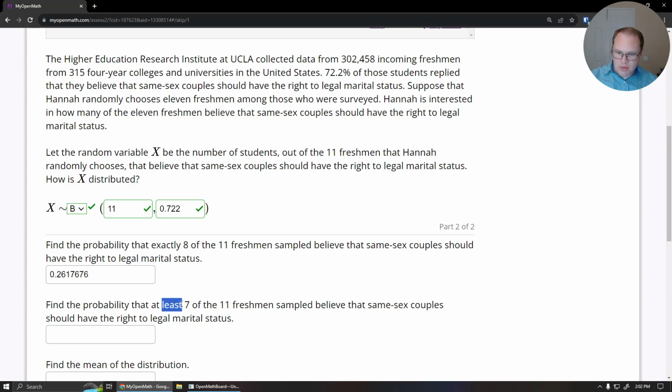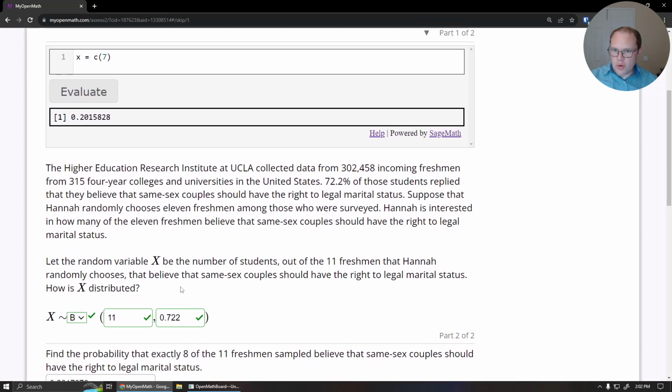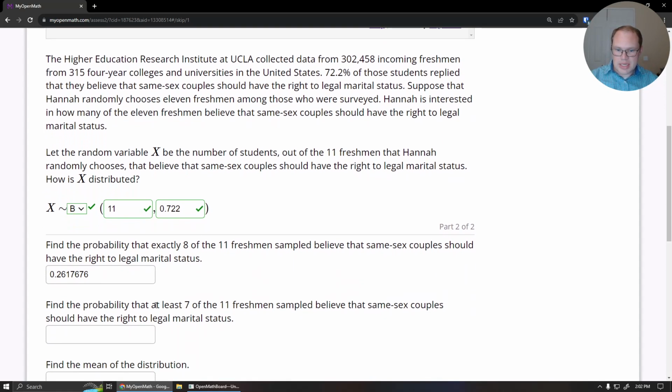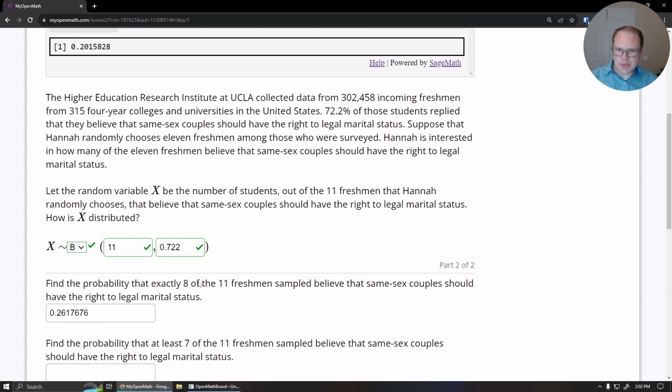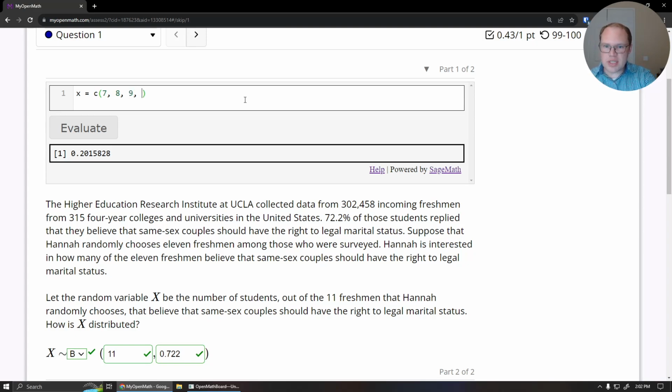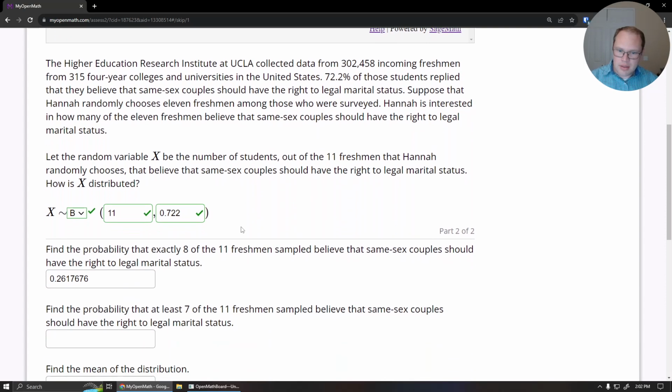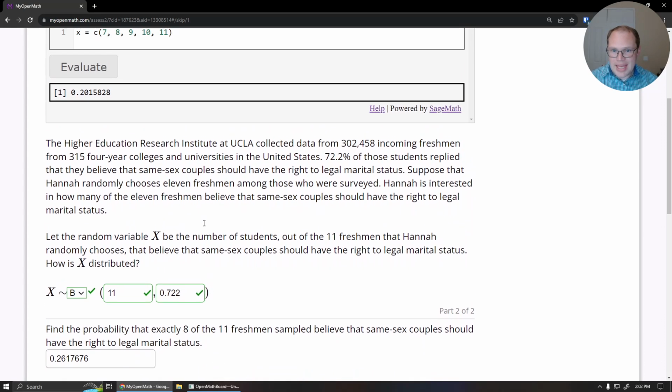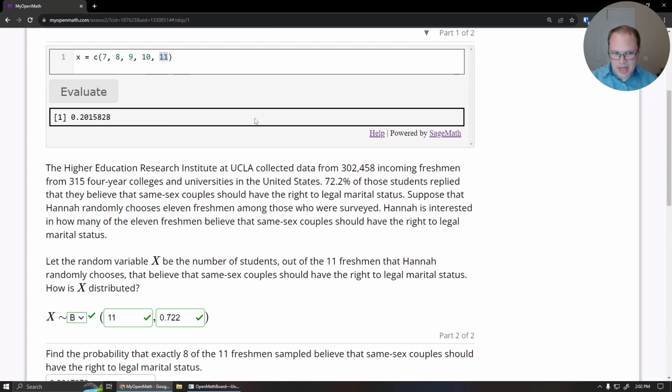This is saying that the least amount would have to be 7. So I couldn't go lower than 7. What I can do is go higher. So 8 would be okay, for example, because if I have 8 apples, I have at least 7 apples. So 7, 8, and I'm going to keep going as far as I can because it's saying I can go bigger. The biggest number I can include in this list is 11 because that is the number of freshmen. I can't have more than 11 of the 11 freshmen say that they believe same-sex couples should have the right to legal marital status, because that's the most number of freshmen that Hannah is surveying, right? You can't have more than there is. So this can never be bigger than your number of trials, okay?